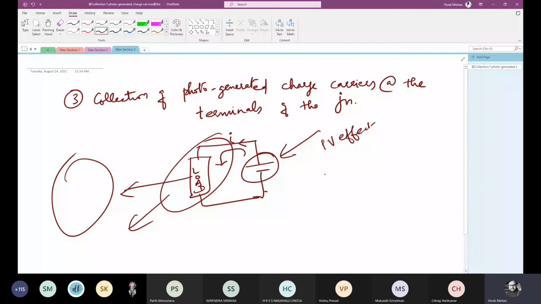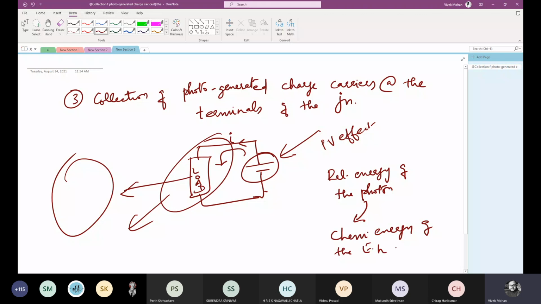So now how many stages are there? Initially, what was done? The radiant energy of the photon was converted to chemical energy of the electron hole pair, right? And the chemical energy of the electron hole pair is converted to electrical energy, which is supplied to the load. So this is the basic principle of solar photovoltaic conversion.